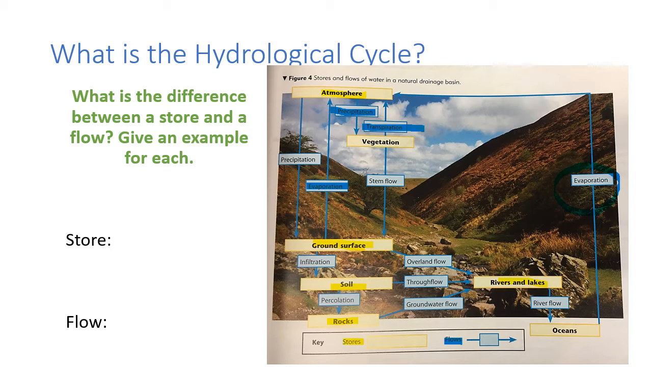So you've got these two key ideas when we're looking at a hydrological cycle or any cycle, which are stores and flows. So what I want you to do is in your notes, can you explain what those two things are and give some examples of them? So just stop the video, get that done, and then we'll go and look at some of these processes in a bit more detail.